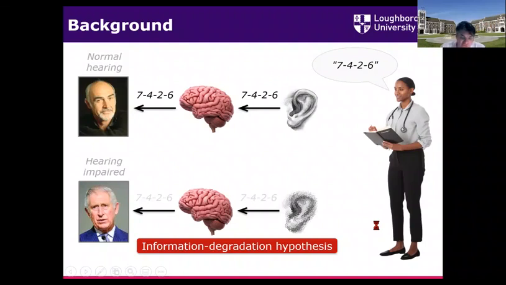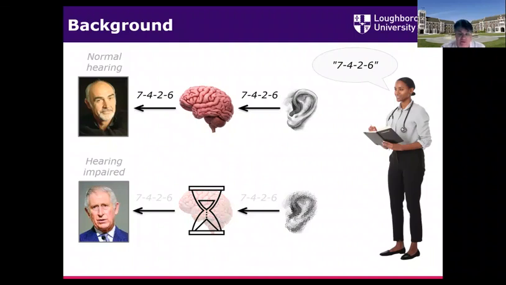However, since many of these older hearing impaired people actually acquired the hearing loss many years ago, it is likely that over time, the brain itself has adapted to the hearing loss, and that those brain changes have an additional deleterious effect on cognitive performance.